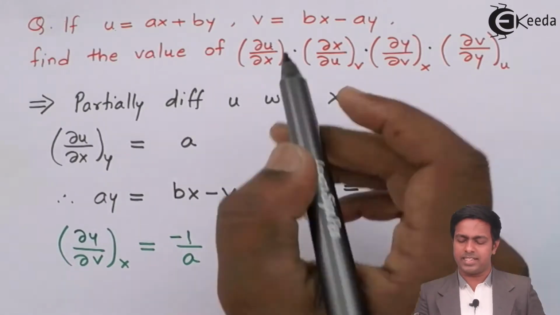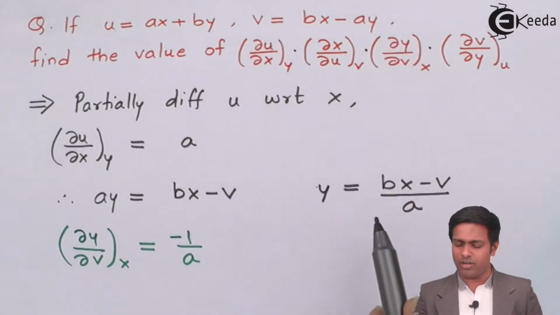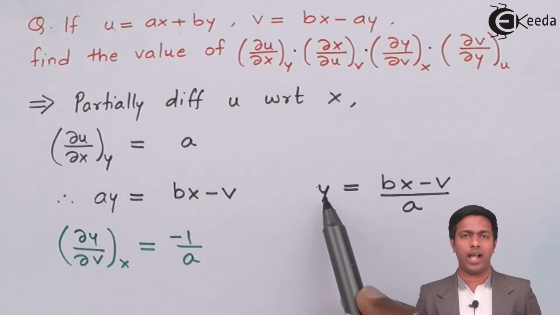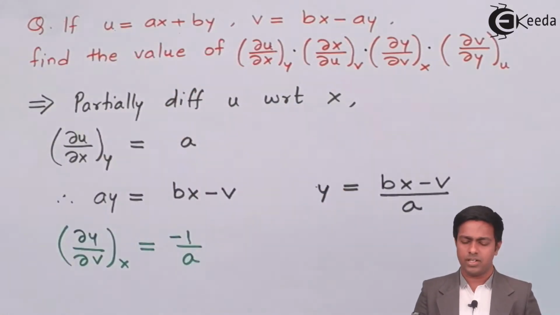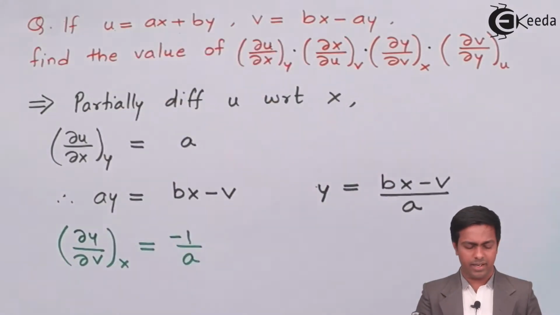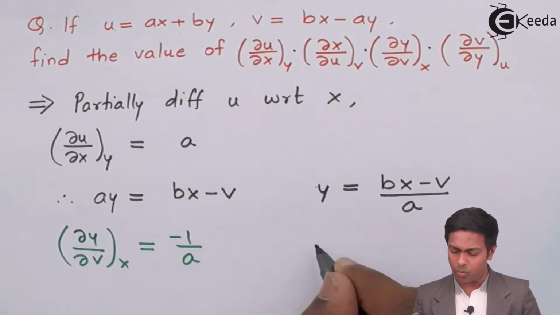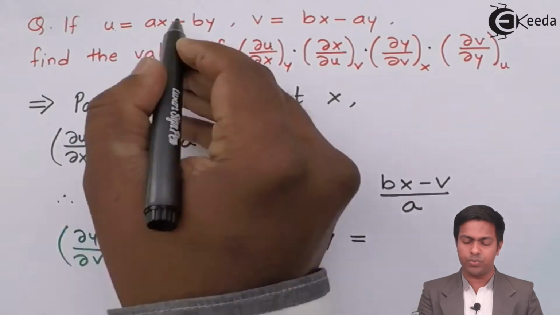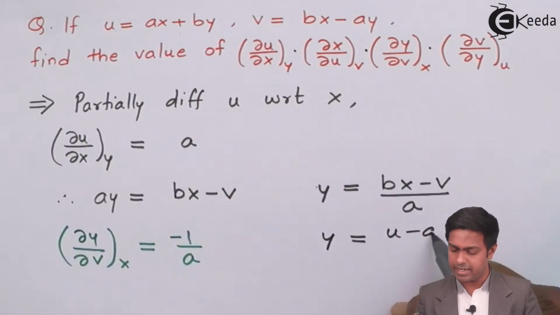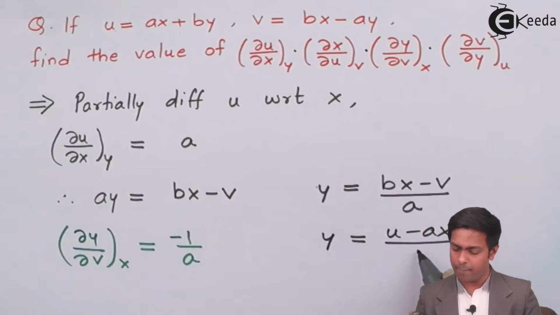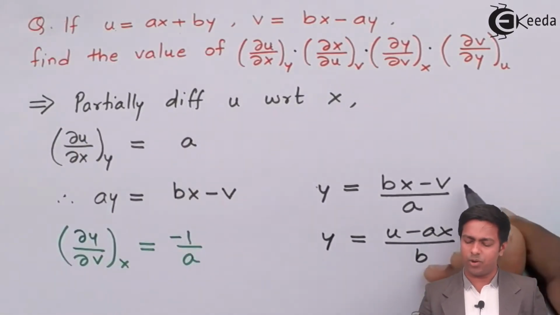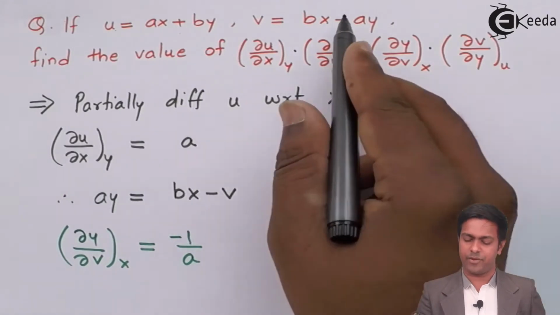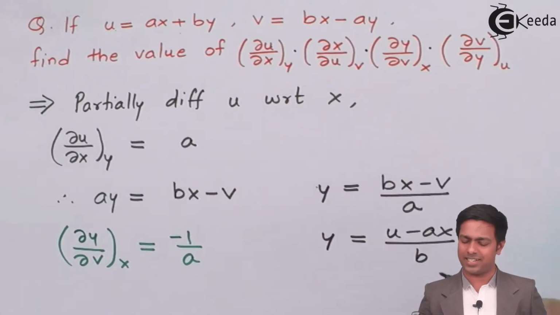Here the second equation I've already solved and I got the value of y. Similarly I'll solve the first equation and get the value of y. From here itself you can easily observe that y is equal to u minus ax upon b. So that is the value of y. Here I got this value of y from the second equation, and this value of y from the first equation. Let's compare them.